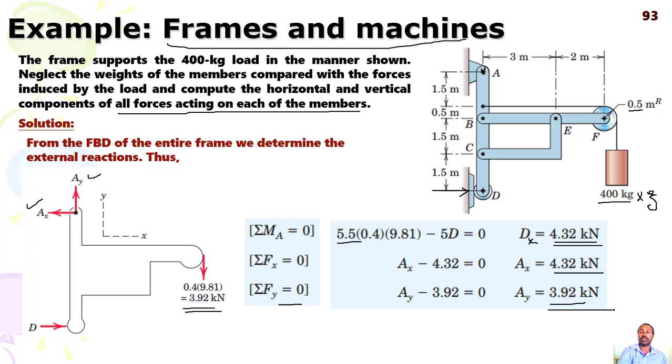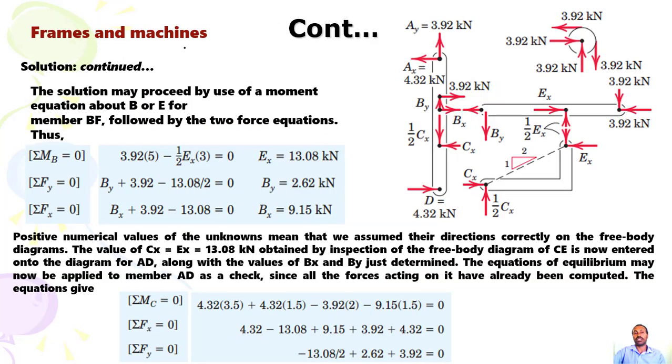So once you calculate the external reactions, then dismember. The solution can proceed just by the use of moment at B. For example, you dismember it, and you have this member, which goes from B in this direction, to E, to the pulley, and the pulley again you can dismember. Then summation of moment at B, for example, member BF, you take this member BF, then you have half of AX, then times 3, which is 3.92, times 5 again.